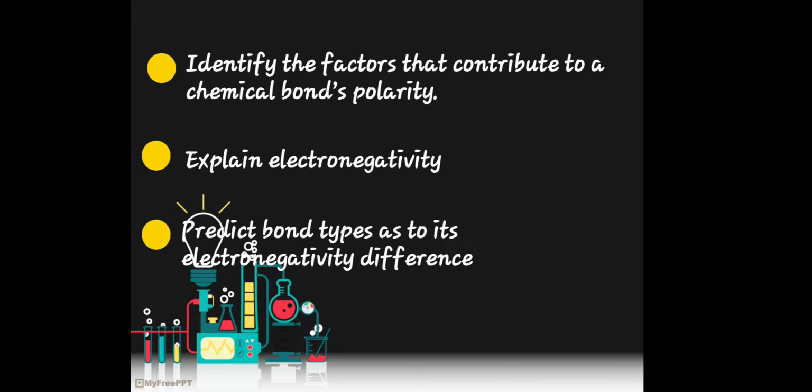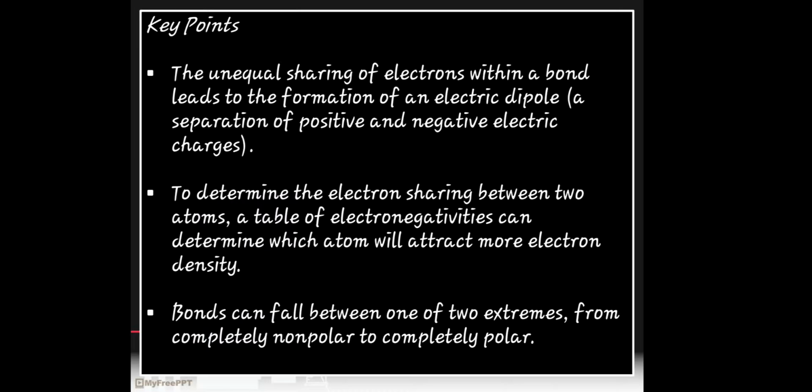We will identify the factors that contribute to a chemical bond's polarity, explain electronegativity, and lastly, predict bond types from electronegativity differences. Okay, let's proceed.